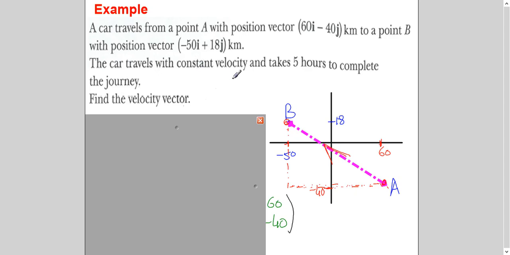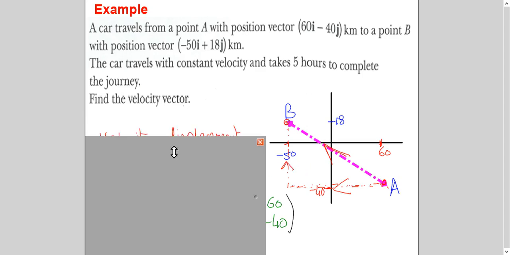The car travels with constant velocity and takes 5 hours to complete the journey. You have to find out the velocity vector here. In the previous examples, it was with respect to the origin. So here it is with respect to A and B. So now when you have to break it up into x and y, a column vector form of the velocity vector, you will go to the left and then you will go up. So you will find out what is this vector and what is this vector.